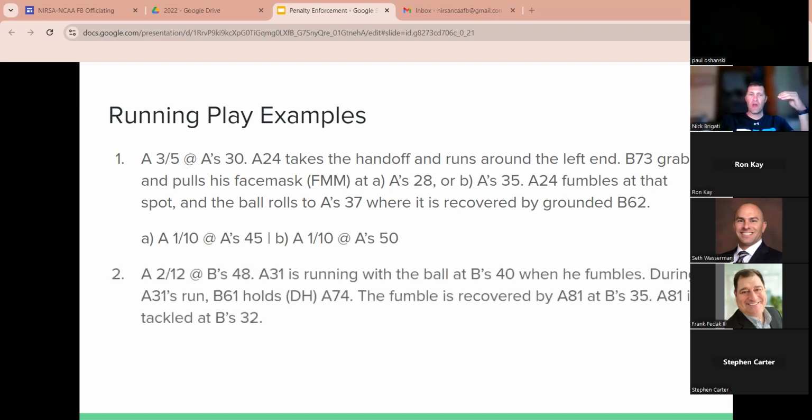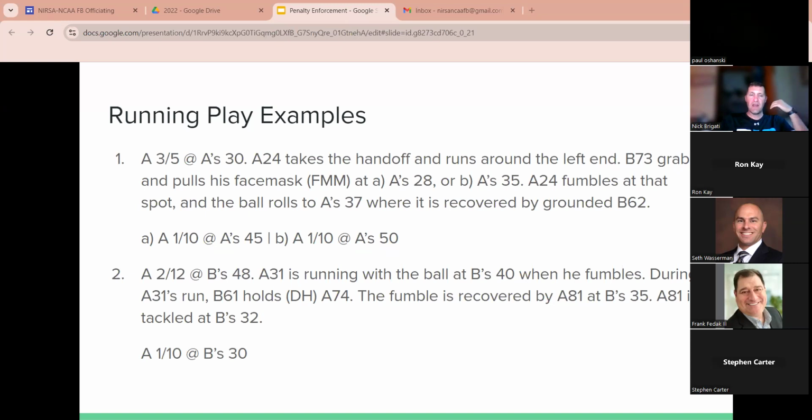Or if we have a situation where it's 2nd and 12 at B's 48 and A31 is running with the ball at B's 40 when he fumbles, then we have a defensive hold during the run. The fumble was recovered by the offensive player at B's 35, who runs to B's 32. That foul occurred during a run play, and we are not able to tack that penalty on. So in this case, enforcing the penalty is still better for A than declining the penalty, but only by 2 yards. So we have to be alert to that and know how to enforce that penalty.